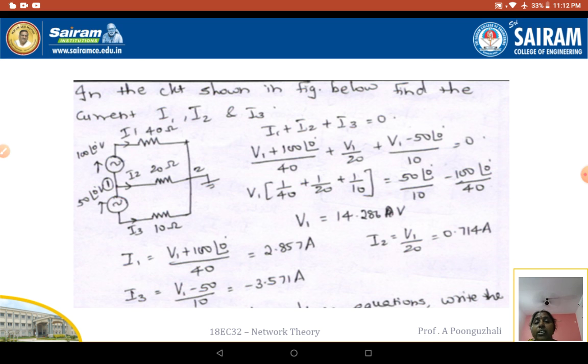We know that I1 is V1 plus 100 divided by 40, that is 2.857 amps. I2 is V1 by 20, that is 0.714. I3 is V1 minus 50 divided by 10, that is minus 3.571.